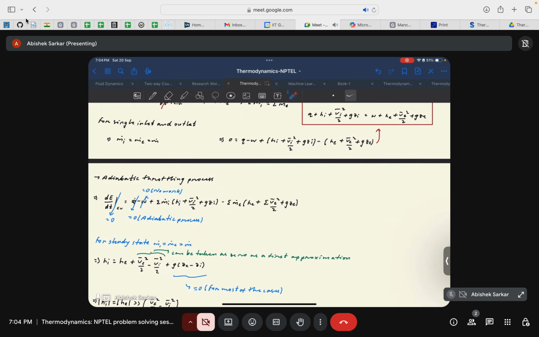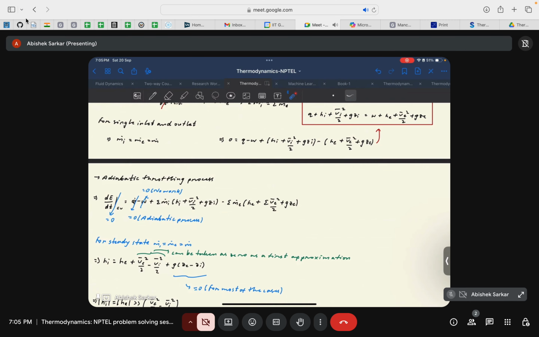So there are certain nuances that you need to understand before directly applying the energy equation for a particular process, but a good practice would be to start with the complete energy equation and then cancel out the terms that are not relevant. I hope that is clear.